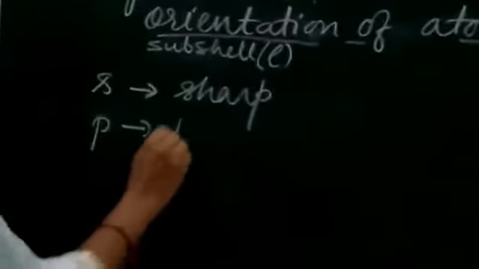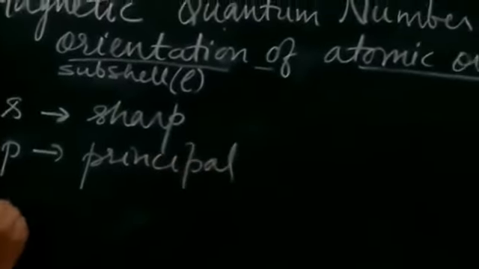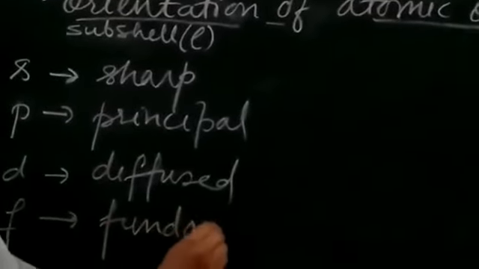So here the S indicates sharp, which is related with the spectral lines or spectral studies, right? P indicates the principal, D is indicating the diffused, and F is indicating the fundamental.